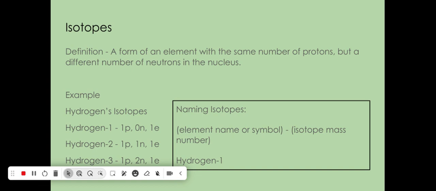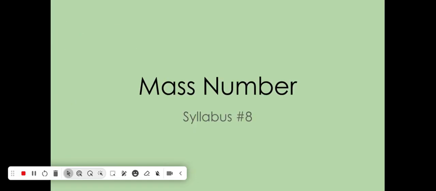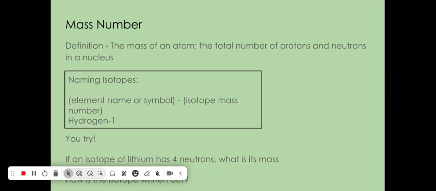Now, the way that isotopes are named is pretty simple. As you can see in hydrogen 1, the isotope name starts with the name or symbol of the element, then a hyphen, and then the mass number. Since we haven't gone over how to calculate the mass number, let's take a look at that now. Mass number is a part of syllabus number 8. The mass number is the mass of an atom as calculated by adding the total number of protons and the total number of neutrons together.